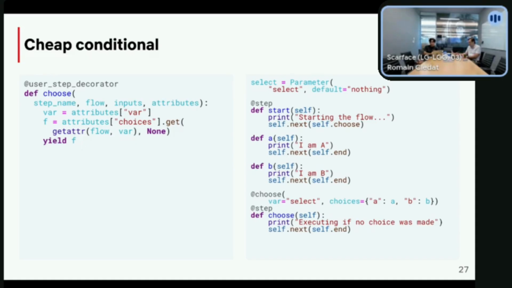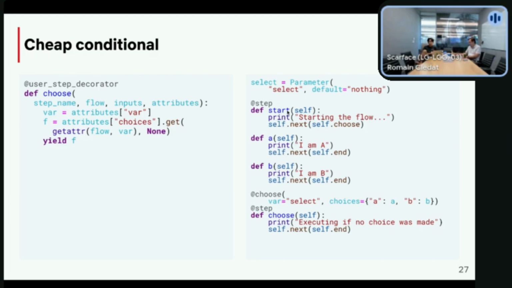And what this tells Metaflow is, instead of executing the step that I have, you execute this other function. If you yield none, which is the default, you will effectively execute the step that you have. So in this code on the right, you have a select parameter that you can pass through the command line so that I can actually demonstrate this.